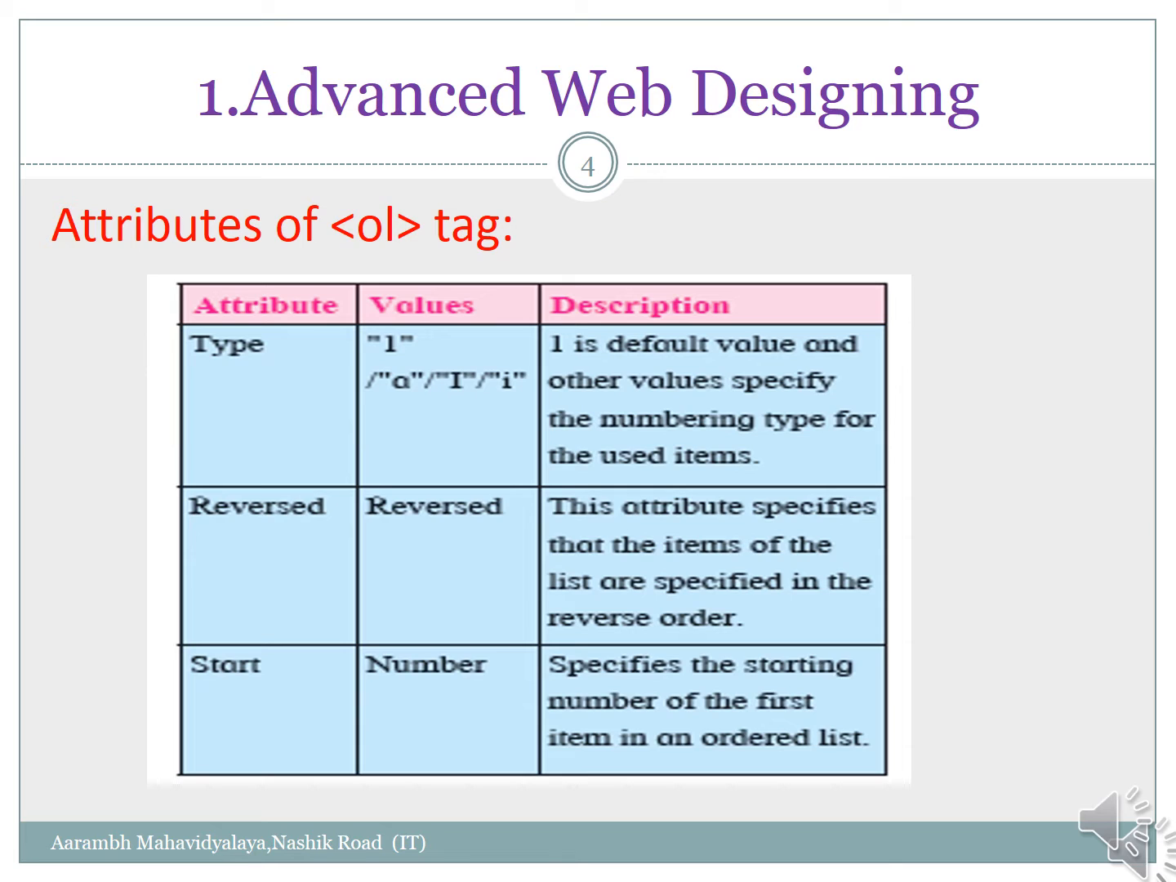The second attribute is the reversed attribute. Here, whatever numbers are displayed on the screen will be in reverse order. Generally, whenever we display a list, we start with 1, 2, 3, 4, 5. But when we use the reversed attribute, it will display the data like 5, 4, 3, 2, 1. And the third attribute is start. Here we specify the number to display the data from the given number. For example, if we give start equal to 2, then that list will start from the second character or the second number.